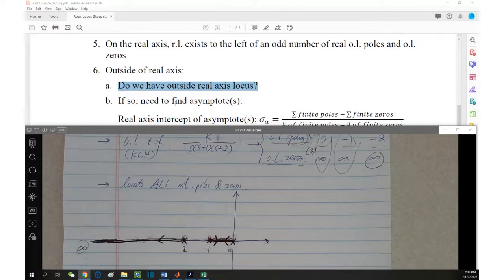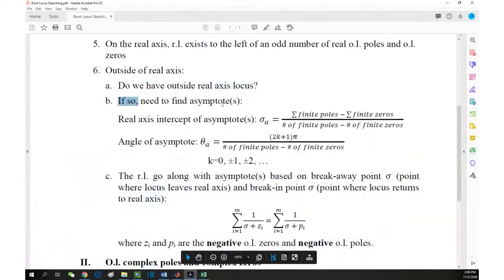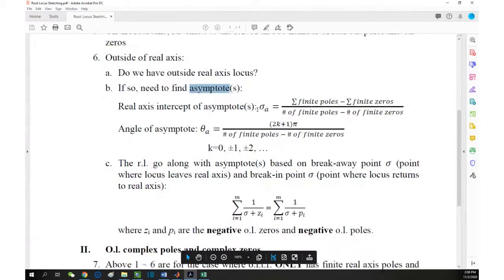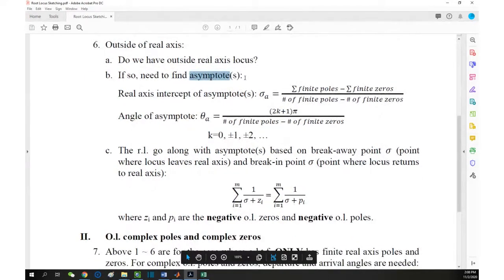And then what matters is step 6b. If we do have root locus outside the real axis, what we need to do is find the asymptote. You have probably learned or have done something related to asymptotes in math class, but here we are using the asymptote to help sketch the root locus. Okay. How to find the asymptote? First of all, the asymptote is not part of the root locus. Be very clear on this. The asymptote is not part of the root locus.